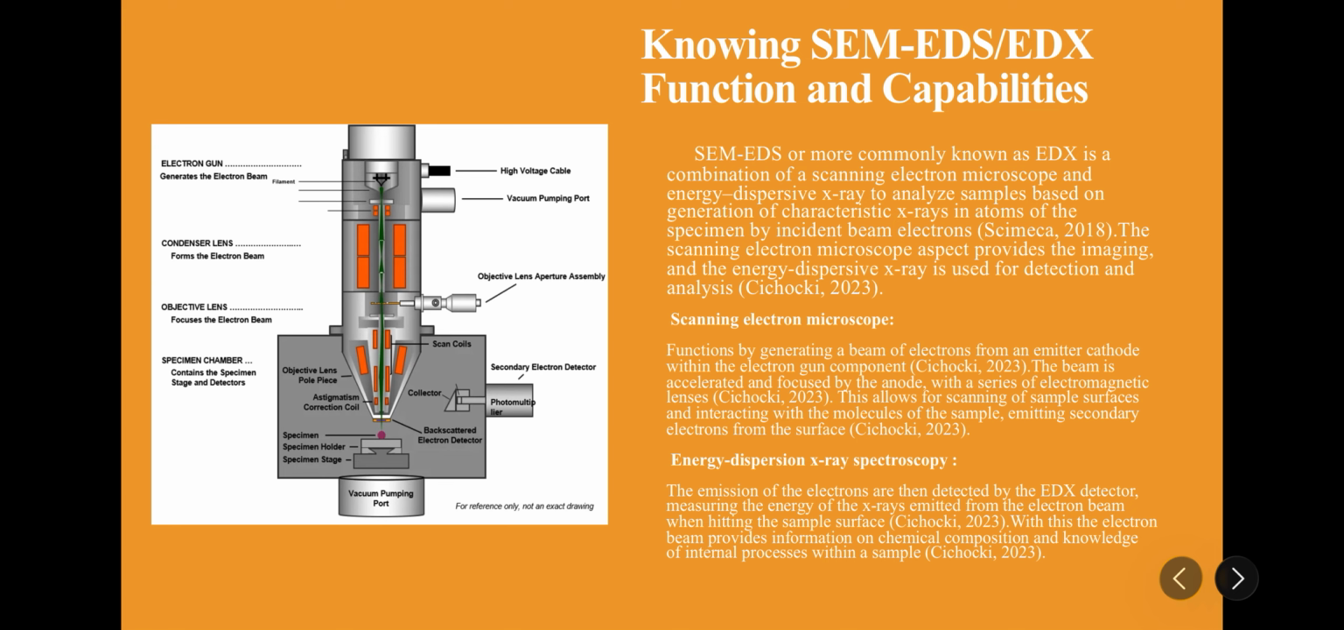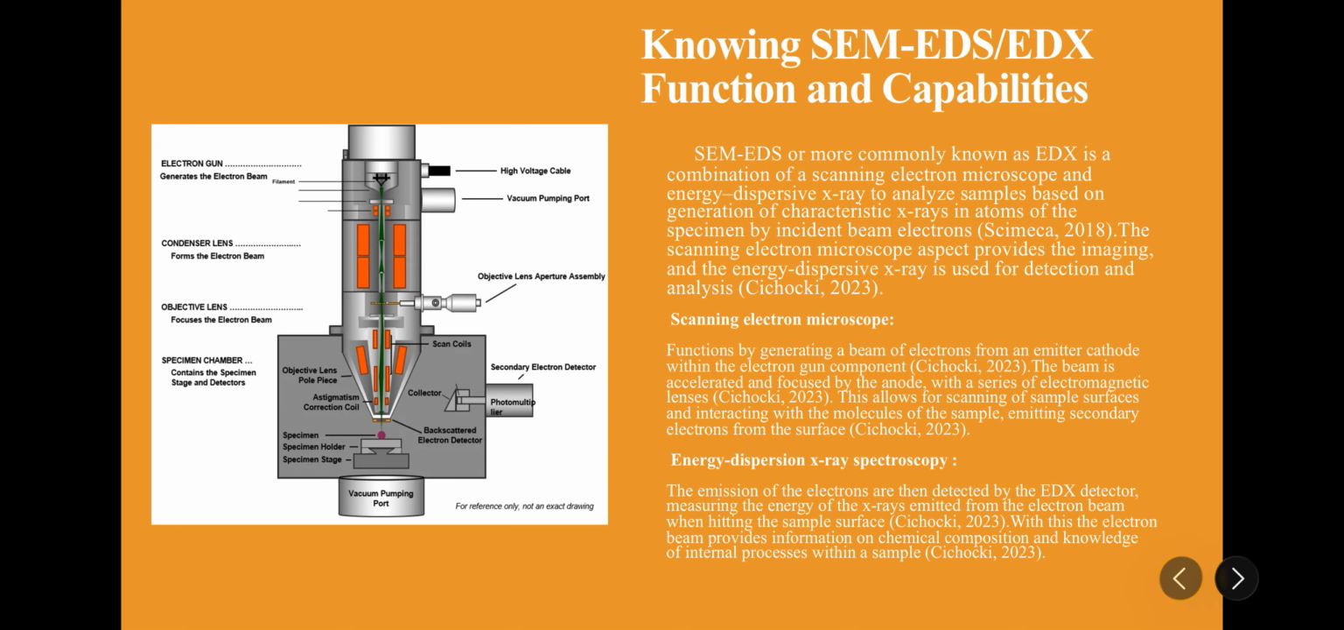Knowing SEM-EDS or EDX function and capabilities. SEM-EDS, or more commonly known as EDX, is a combination of a scanning electron microscope and energy dispersive X-ray to analyze samples based on the generation of characteristic X-rays in the atoms of the specimen by incident beam electrons. The scanning electron microscope aspect provides the imaging, and the energy dispersive X-ray is used for the detection and analysis.